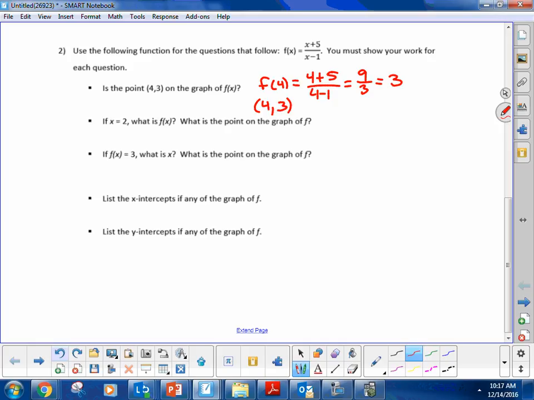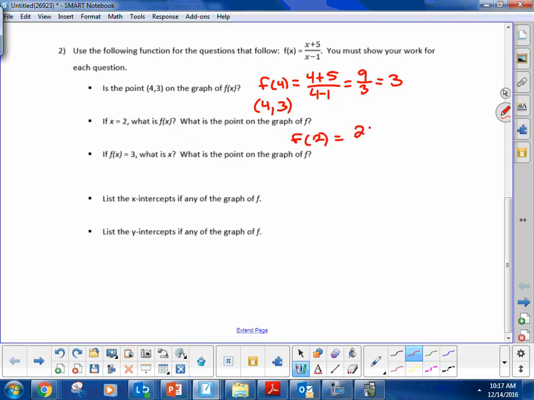Now they also want to find out if x is 2, what's the solution of f of x? Like what's the output? What's the y value? So this is pretty easy. In this case, we'll have f of 2. Actually, I probably want to move this over here so I have room to write this down.